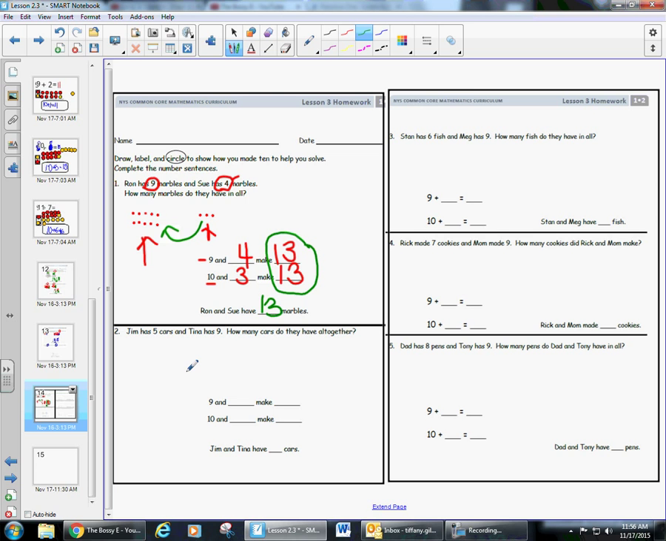For number 2 on the front side of the homework, you're going to do the same thing. On the back side of the homework, on this side here, instead of using the words like and make, they just have a plus sign and an equal sign. So for this first story here, it says Stan has 6 fish, Meg has 9. How many fish do they have in all?